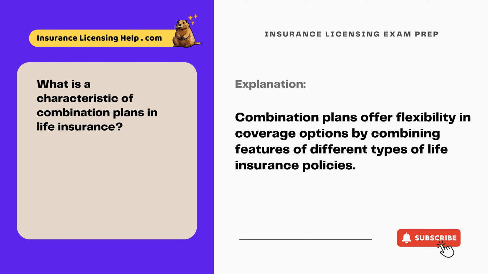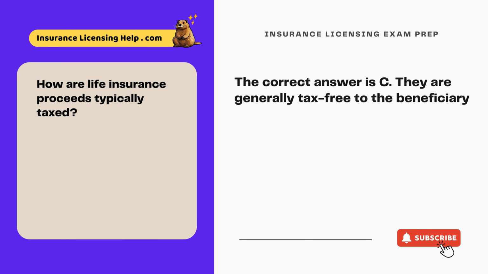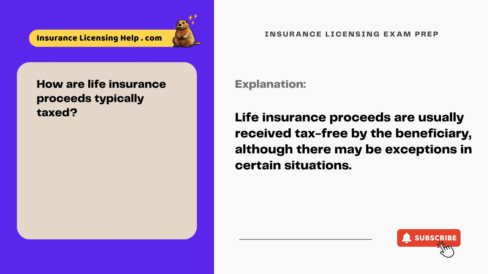How are life insurance proceeds typically taxed? A. As ordinary income. B. As capital gains. C. They are generally tax-free to the beneficiary. D. They are subject to estate tax. The correct answer is C. They are generally tax-free to the beneficiary. Life insurance proceeds are usually received tax-free by the beneficiary, although there may be exceptions in certain situations.